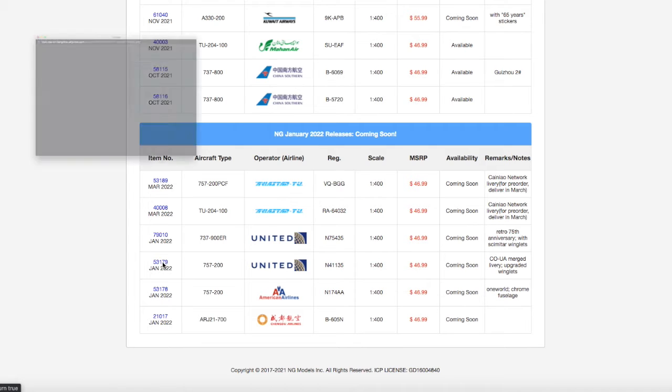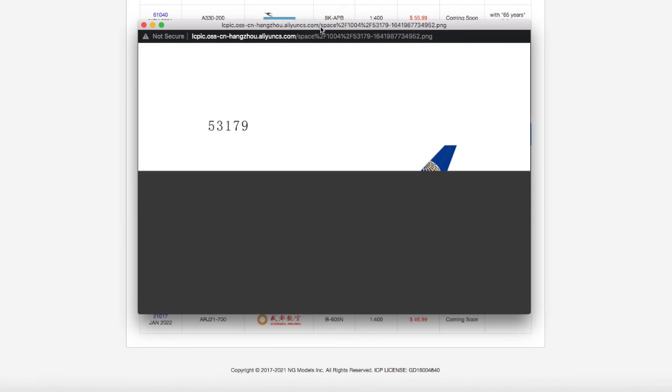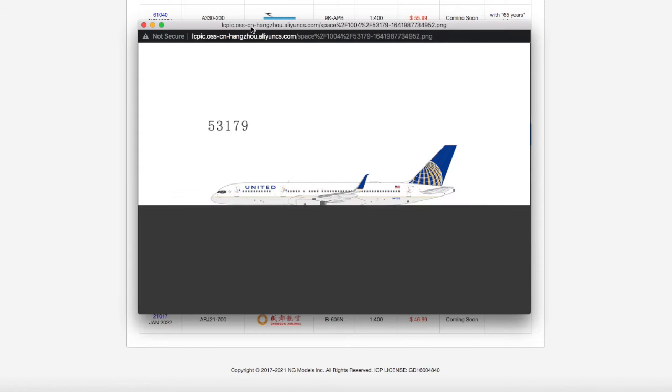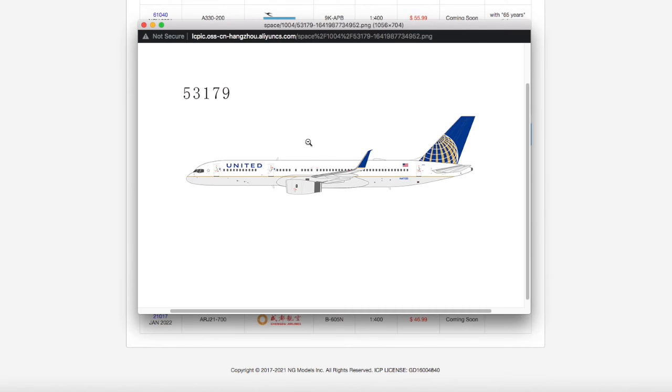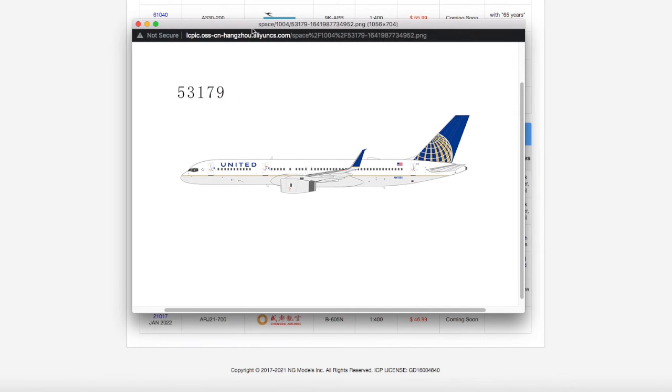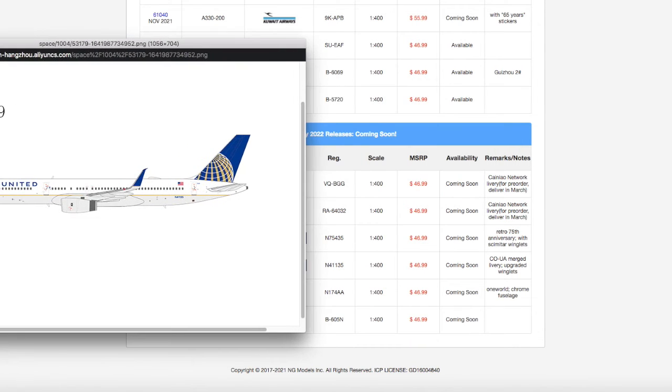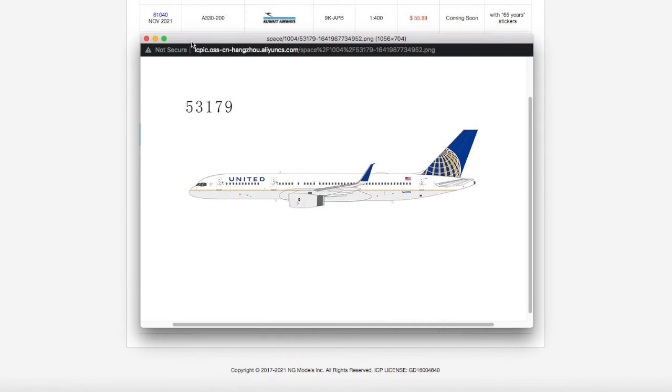Continuing on down the line, we have a United 757-200. If the image ever loads, we have the United Continental 757-200. Now, this is on eBay, I believe this model goes for like $90, the Dragon Jet's version of this. So I do think that it's a good thing that NG is releasing it. This one's definitely going to have a lot of demand. But registration is number 41135. It's 1:400, and it's $46.99.